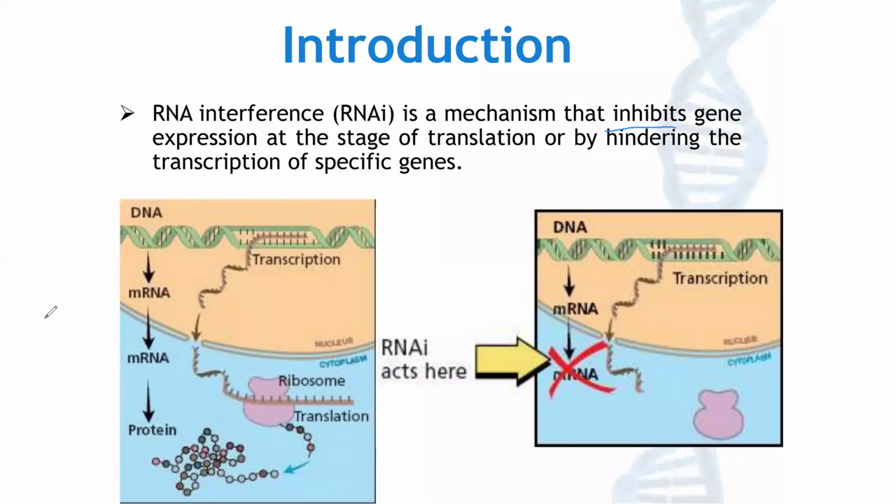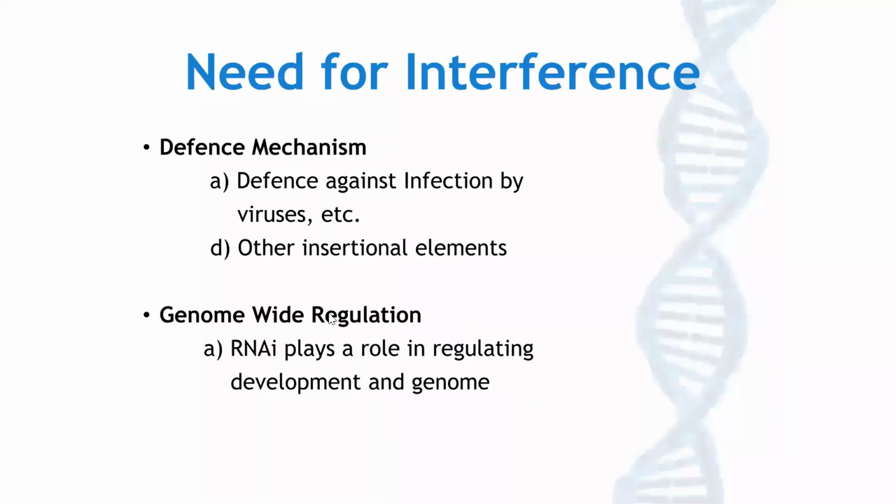the next thing we are going to look at is, why do we need this RNA interference? Why do we need it? We need RNA interference because of two major reasons. Number one, defense mechanisms, and number two, genome-wide regulation.